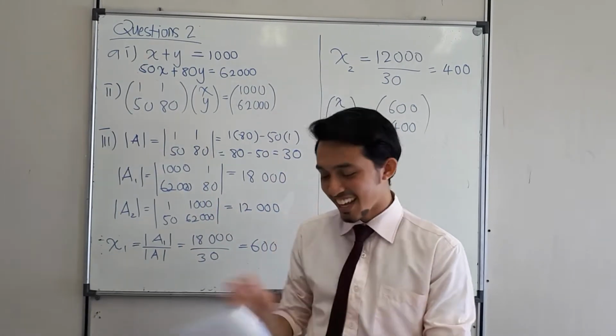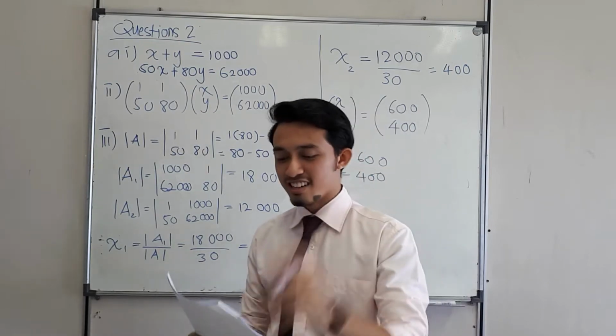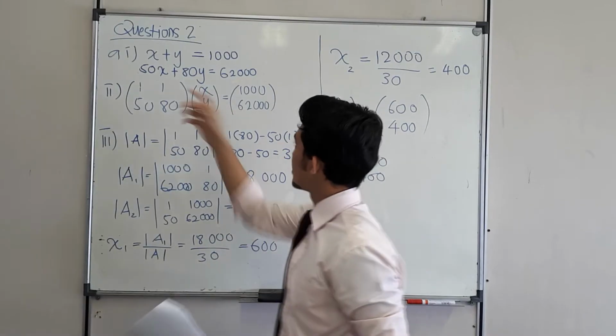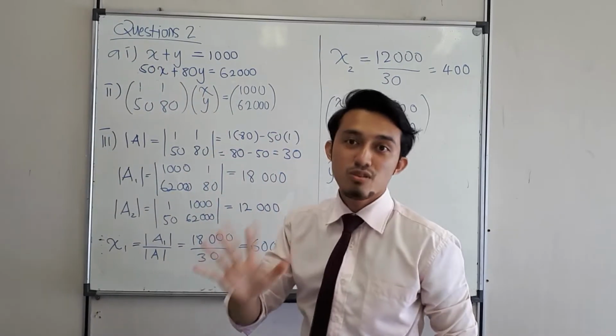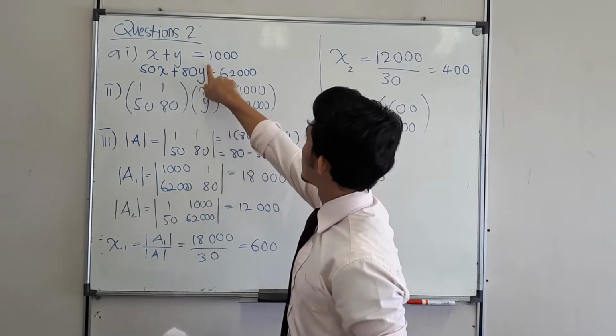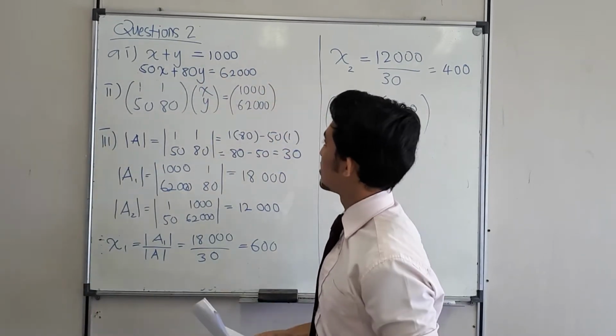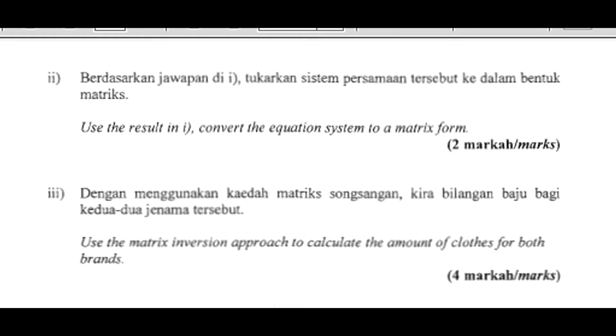So settle for the A1 Roman. Okay, the next question is 2 Roman. Put the X and Y because we want to find the X and Y, and then we just write it back, and then we get the matrix form, where 3 Roman wants us to use the matrix inversion approach to calculate the amount of clothes for both brands.